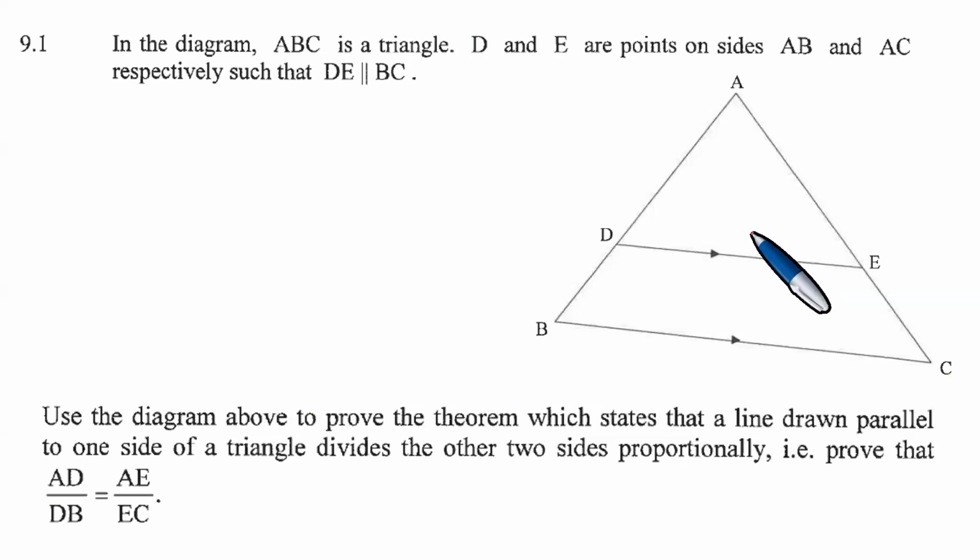Because you must just know how to prove this theorem. The theorem states that, in the diagram, this is how the question came in the November 2023 exam: ABC is a triangle, D and E are points on the sides AB and AC. Use the diagram above to prove the theorem, which states that a line drawn parallel to one side of a triangle divides the other two sides proportionally. That is, prove that AD over DB is AE over EC.